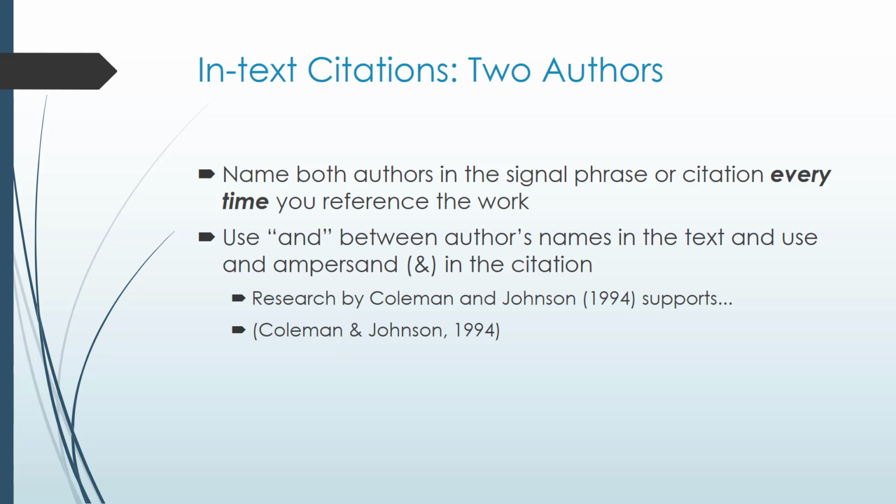How do you list two authors? What do you do if you have more than one author? If you have two authors, you name both authors in the signal phrase or citation every time you reference the work, and you use the word "and" between the authors' names. But in the actual citation, in the reference at the end of your paper, you're going to use the ampersand. So when you're writing the paper, you write out the word "and," but when you get to the citation at the end of the paper, you use the ampersand.